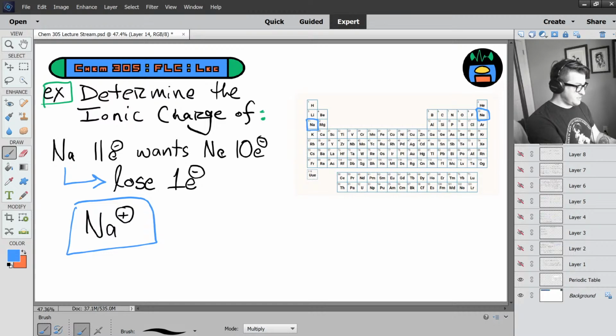Main group elements become ions to acquire the stable electron configuration of their nearest noble gas.